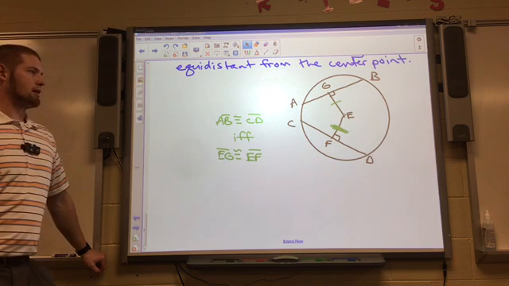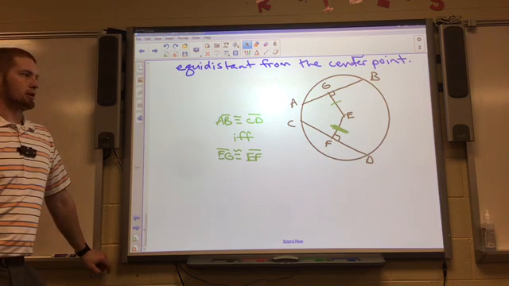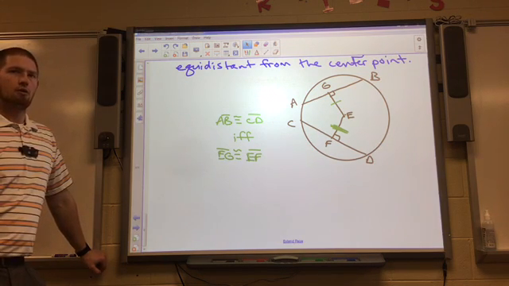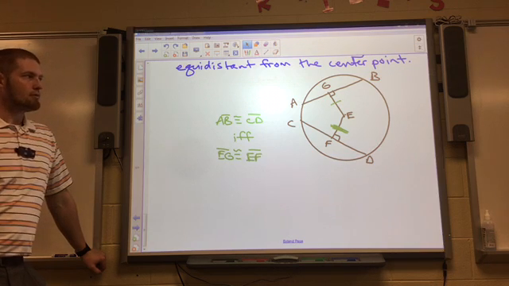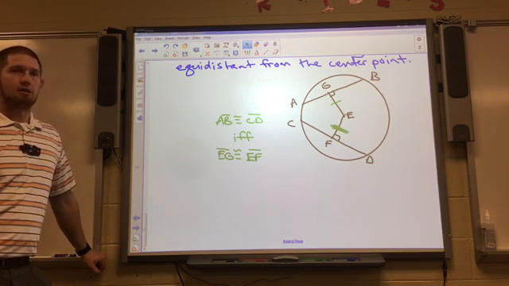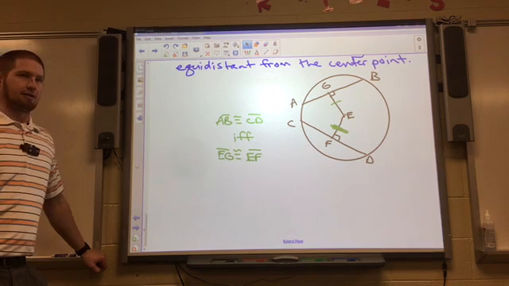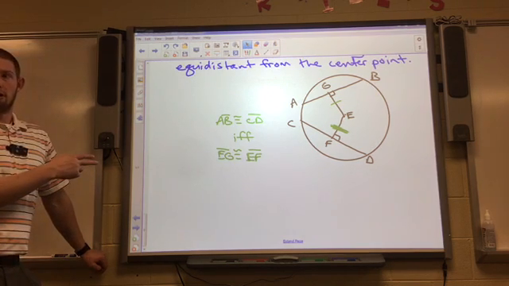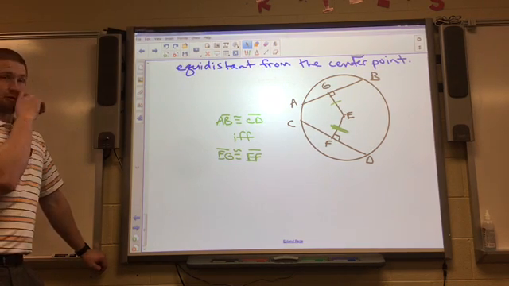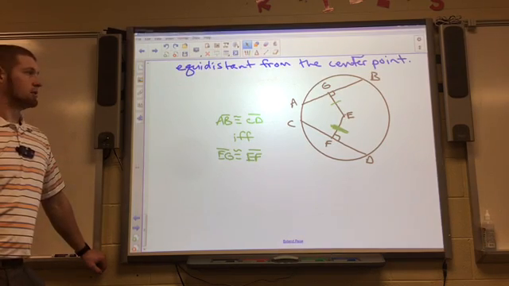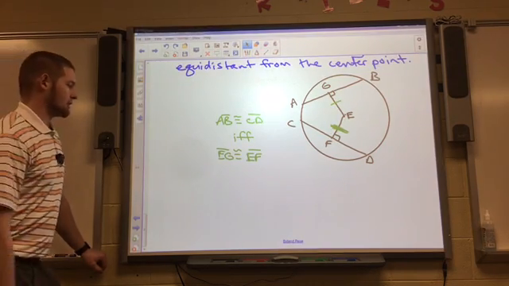Right, EG and EF would be perpendicular and congruent. You would also know that arc AB is congruent to arc CD. That's not in this theorem, but you still know it, right? Because if the segments are congruent, the arcs have to be congruent. Okay.